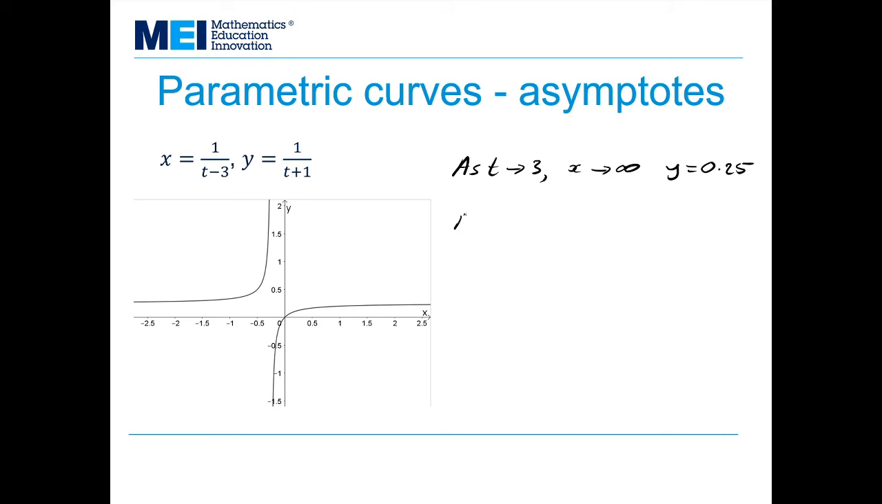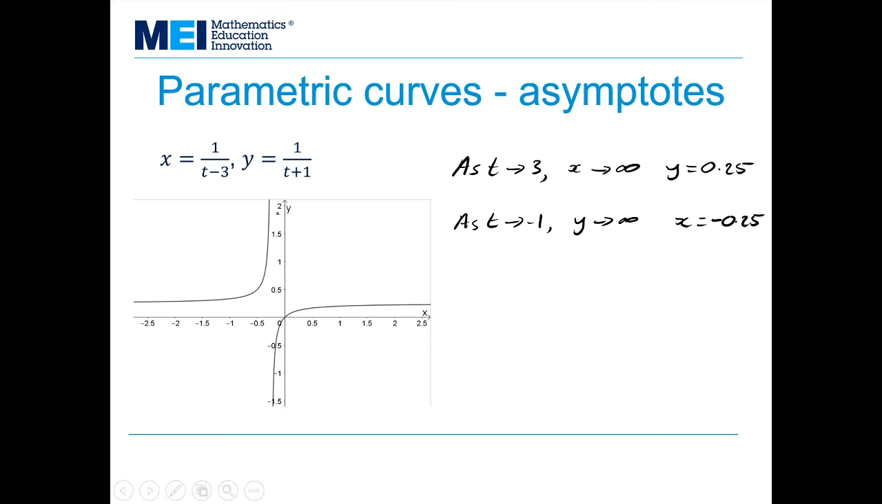And then as t tends to negative 1, I have that y tends to infinity. And at that point, x is equal to 1 over negative 1 minus 3, which is 1 over negative 4, giving me negative 0.25, which is the vertical asymptote which we spotted at x equals negative 0.25.